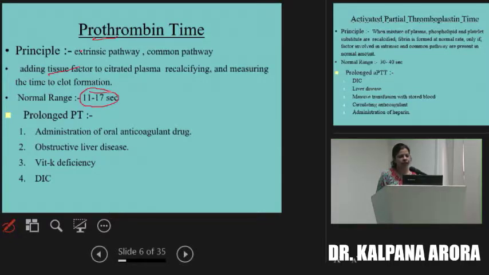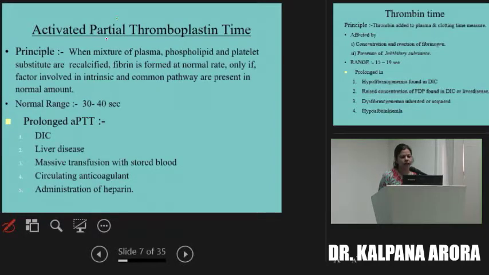This PT is increased in obstructive liver disease, vitamin K deficiency, and DIC. I'll be discussing DIC in detail. Then we have the activated partial thromboplastin time, in which we mix plasma, phospholipid and platelet substitute, and then we look for the clot formation.